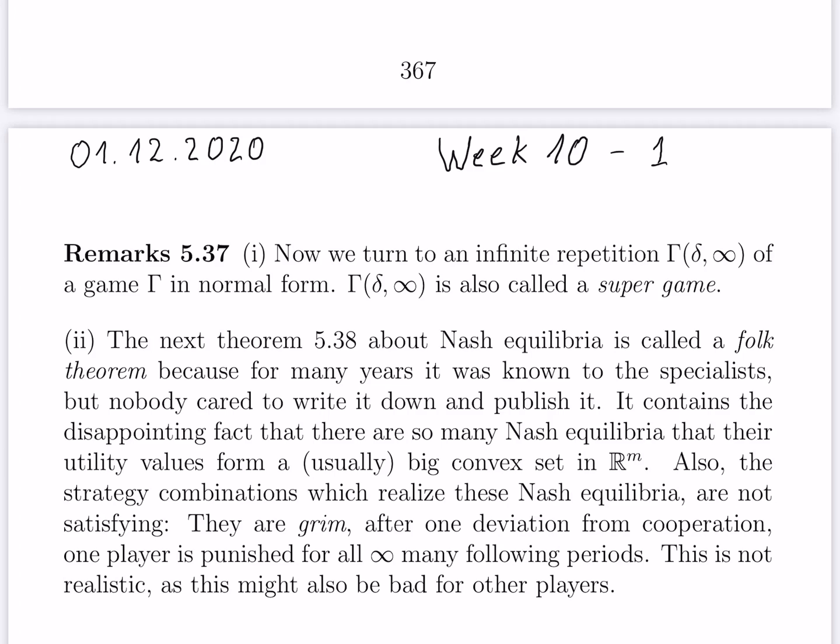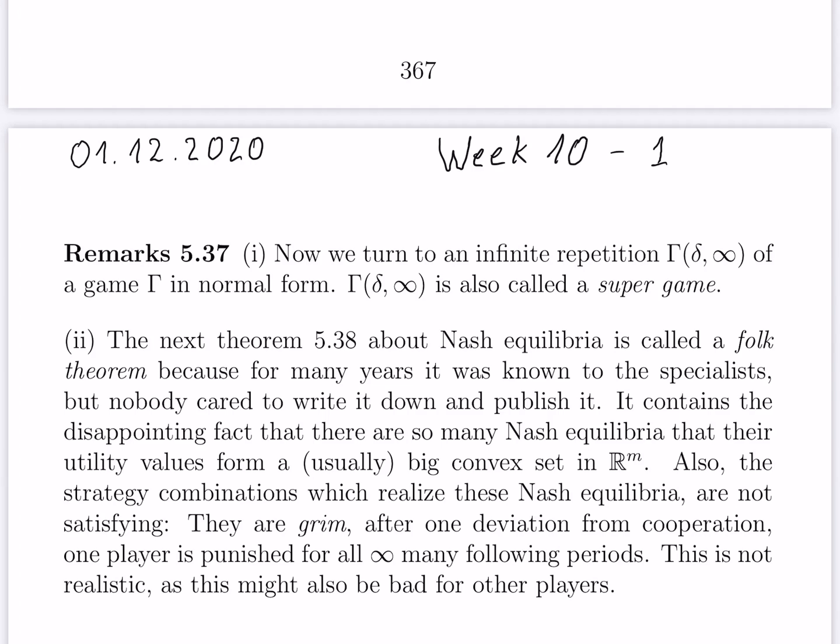So the next theorem 538 about Nash equilibria is also sometimes called the Folk theorem, because for many years it was known to the specialists, but nobody cared to write it down and publish it. And this Folk theorem contains the very disappointing fact that there are so many Nash equilibria that the utility values form a usually big convex set in R up to M. We will see two examples soon.